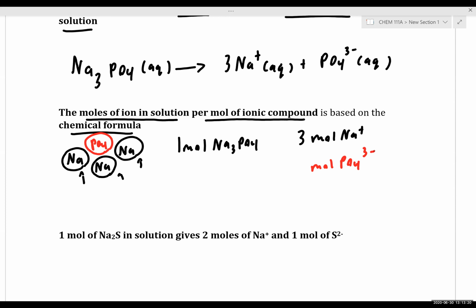How many phosphates do we see? How many entire polyatomic ions do we see?